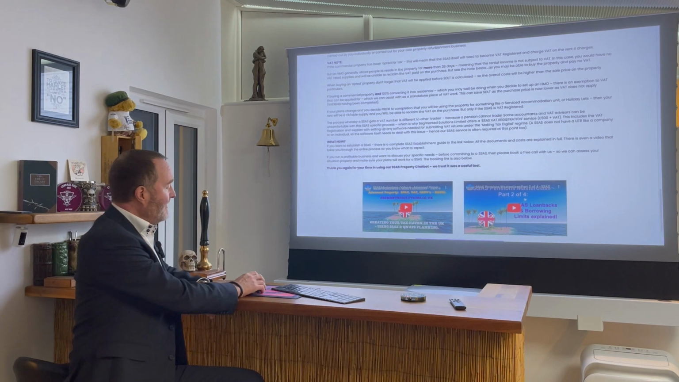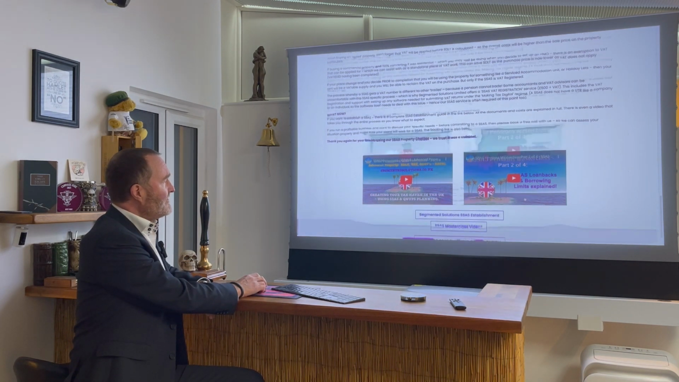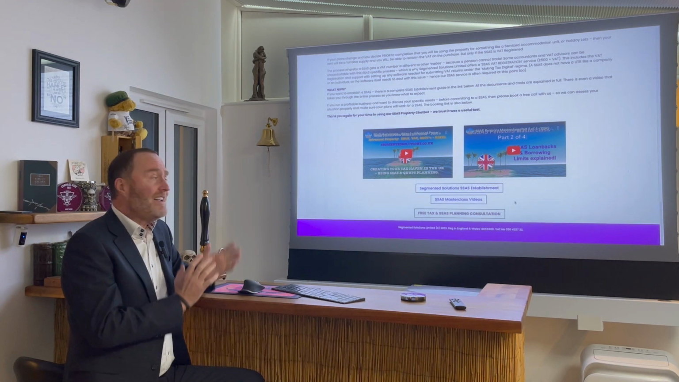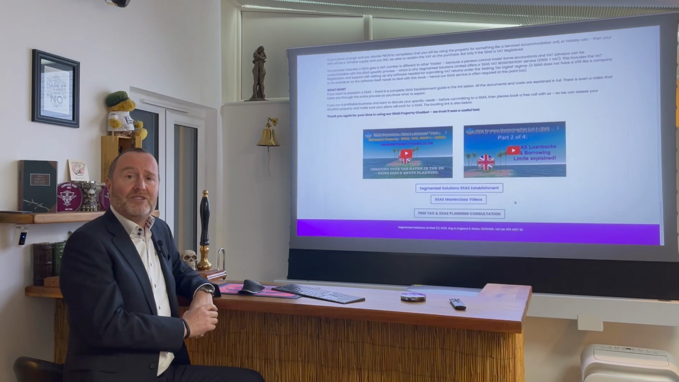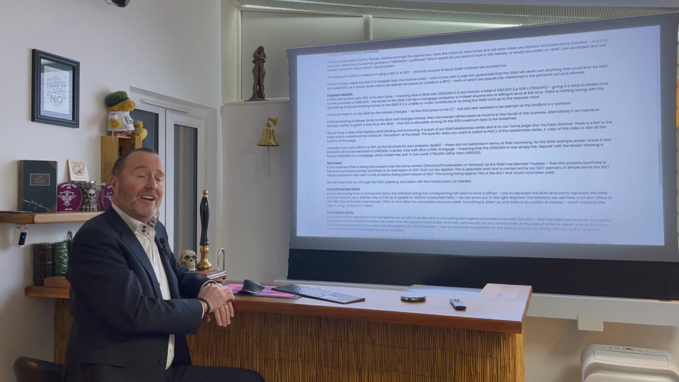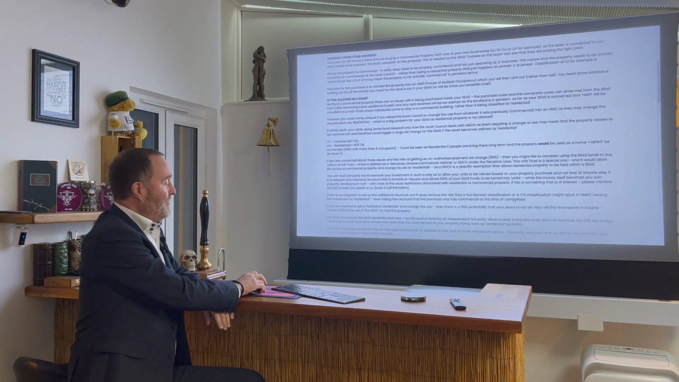So that's what you get with the chatbot. And there's also a video masterclass link and a tax planning consultation. So that's it. That's the Segmented Solutions SSAS chatbot, and it covers every single permutation in terms of property purchase.